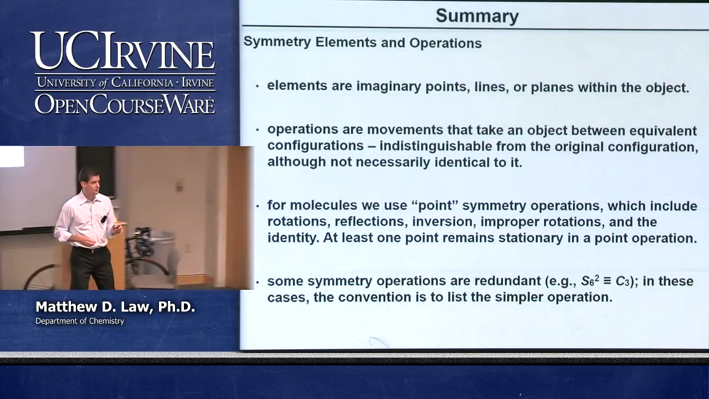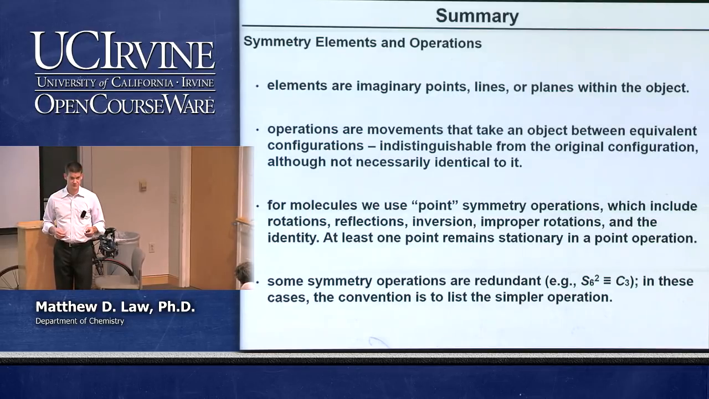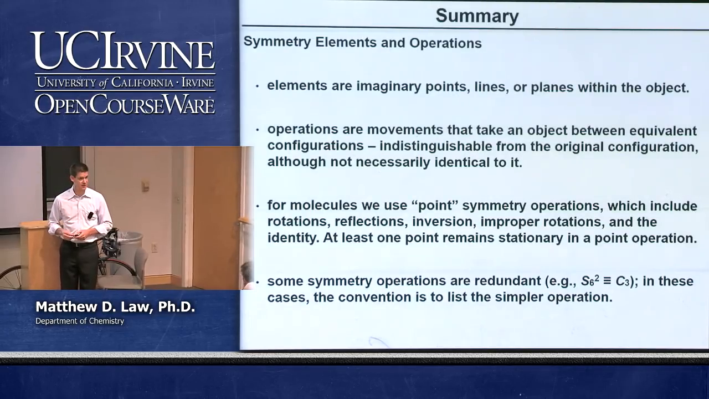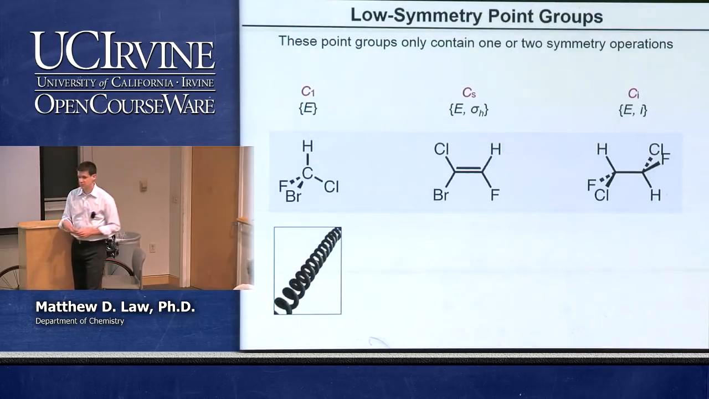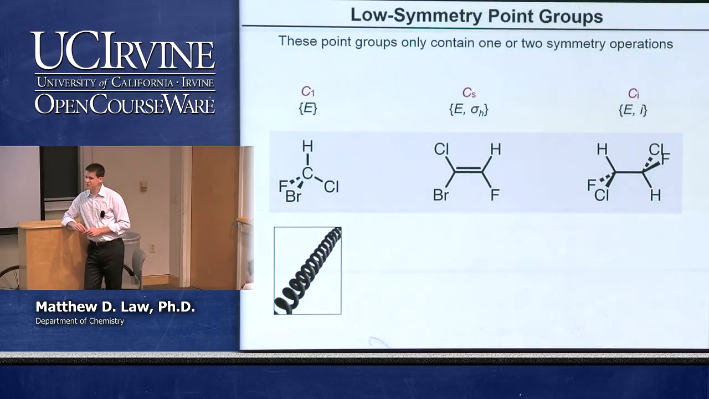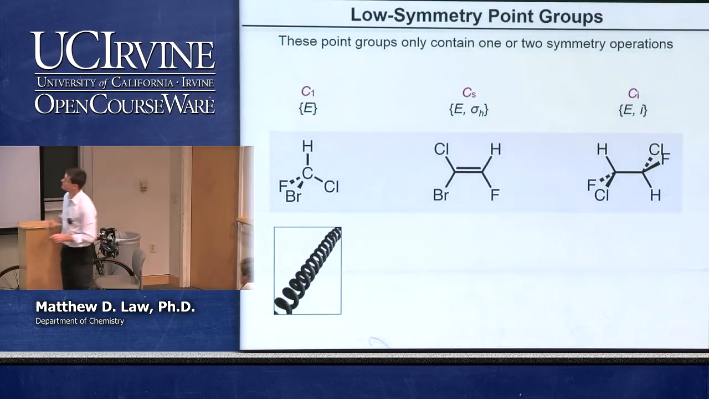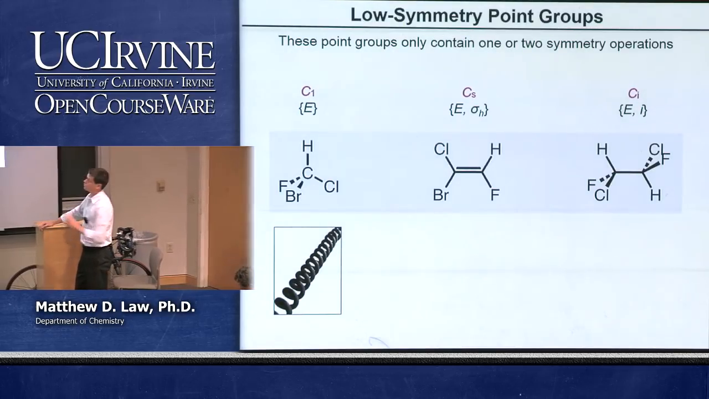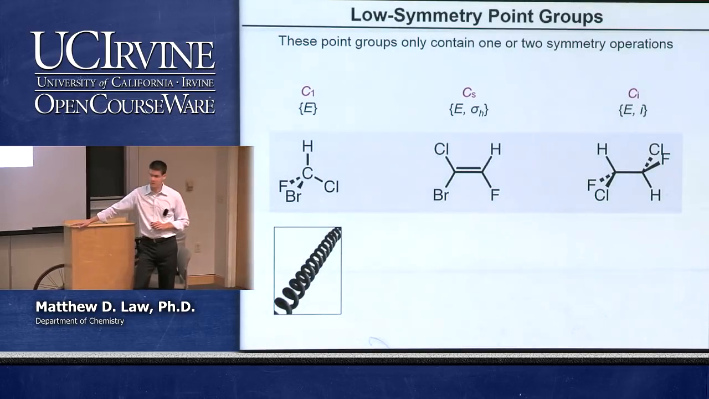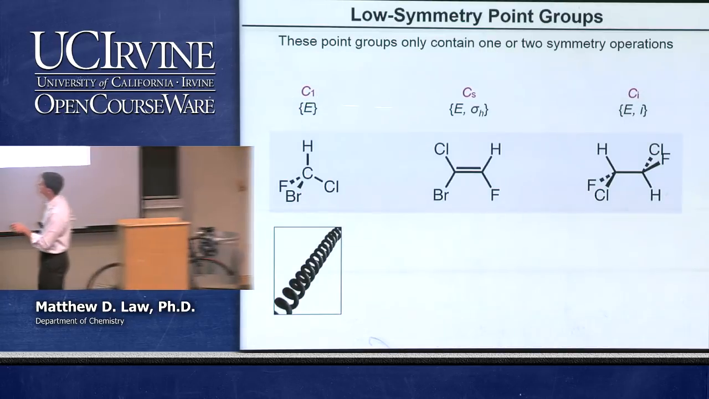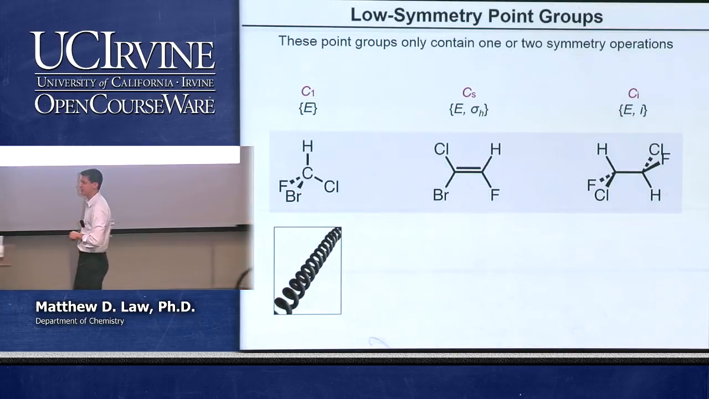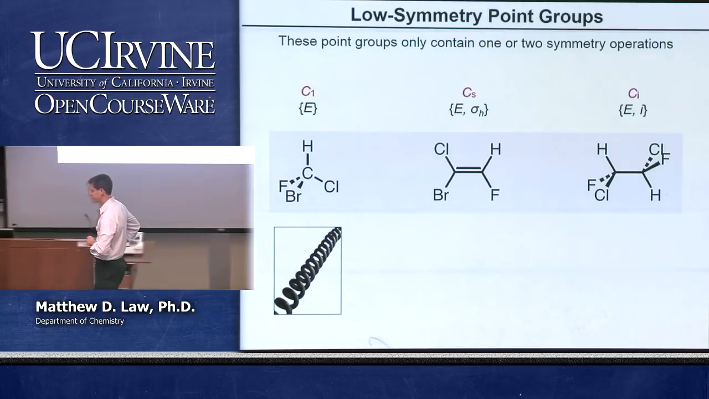Okay. Let's now move into point groups and how we can order, classify, and determine these different point groups. Okay, we start with the simplest point groups. These are the low symmetry point groups. Okay. These point groups have only one or two symmetry operations. Okay. The point group labels in the following slides are going to be in these red numerals here. So point group, we call this the C1 point group, the CS point group, and the CI point group. These are the three simplest, lowest symmetry point groups.